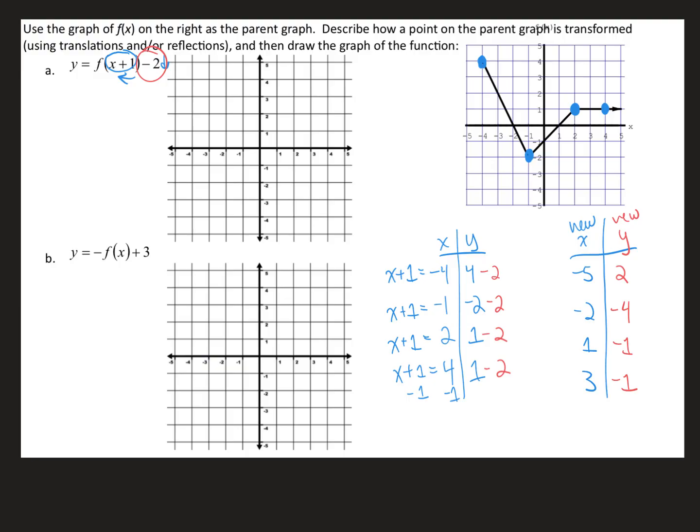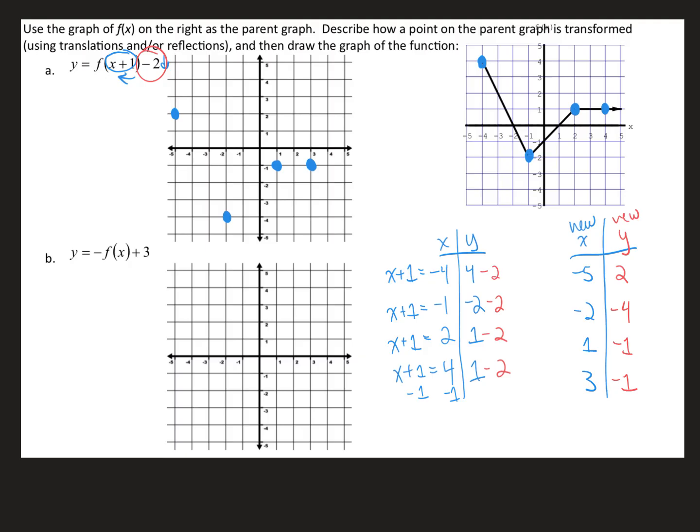So here, hold on a second, there we go. So I will plot a -5, comma, positive 2. So that's -5, positive 2, that's that point right there. -2, -4, which is that point right there. 1, -1, which is that point right there. And then 3, -1, which is that point right there.